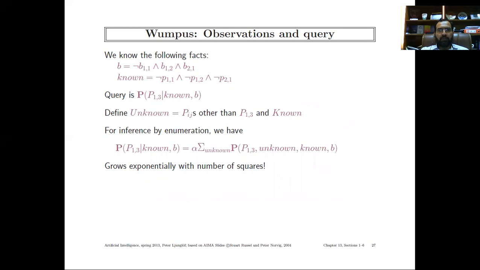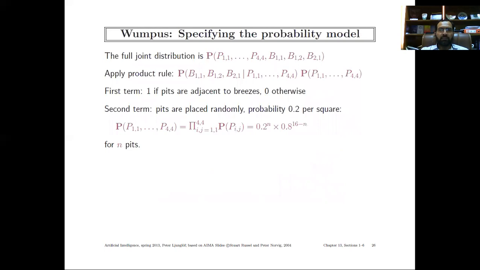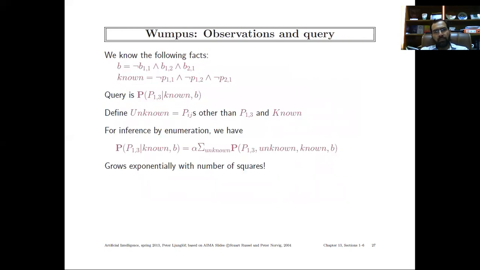So we know the following facts. What are the following facts? There is no breeze in 1,1. There is a breeze in 1,2, and there is a breeze in 2,1. Let's see the model again. Considering this model, we now have certain facts: no breeze in 1,1, breeze in 1,2, and breeze in 2,1. And what is known to you? That there is no pit in 1,1, no pit in 2,2, and no pit in 2,1. So let's suppose the query is the probability of P1,3 given known, B.